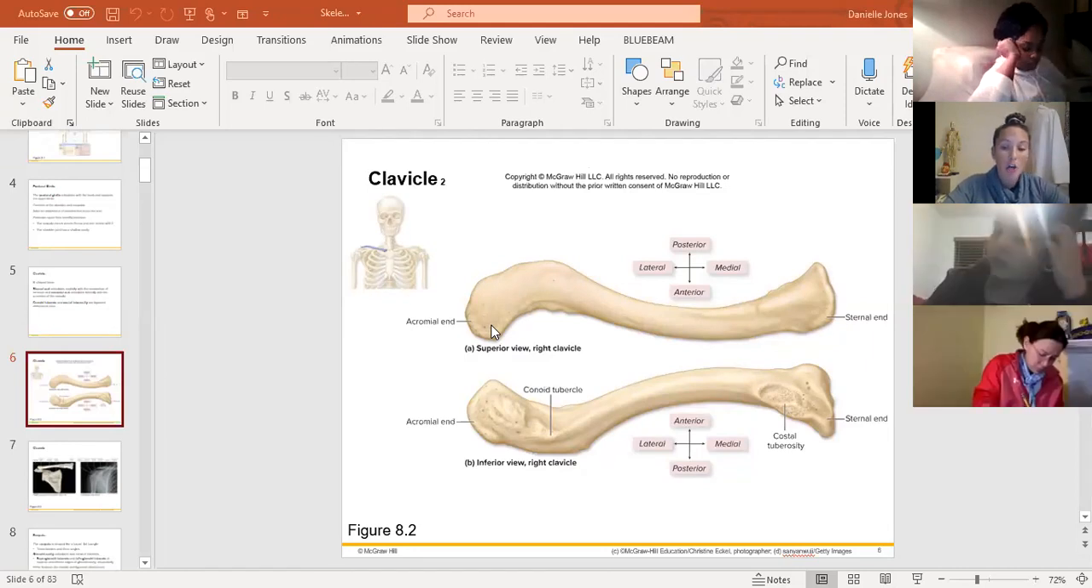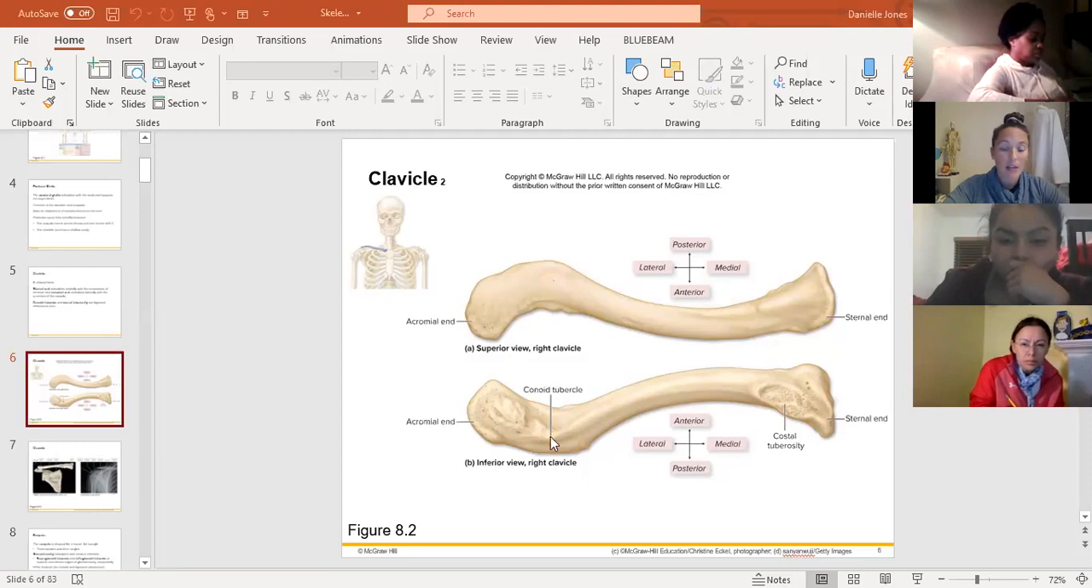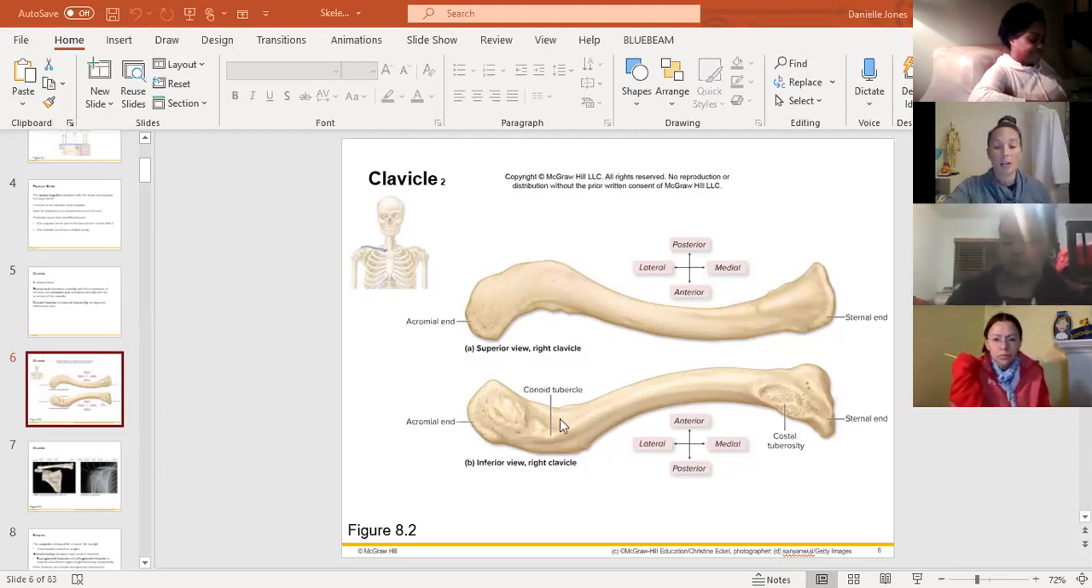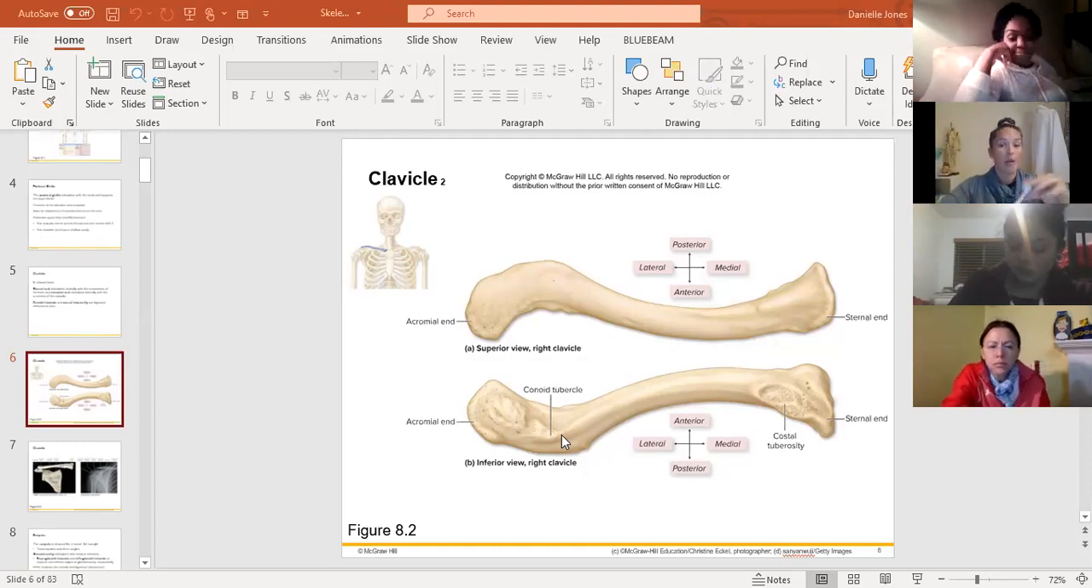You then only have to know this conoid tubercle. Notice this rough side right here. This rough side is on the inferior view. So basically the clavicle is going to sit like this on us. The smooth side is superior. The rough side is inferior. So this rough side that we're looking at right here is that conoid tubercle, a small bump. You can kind of see that small bump right there.